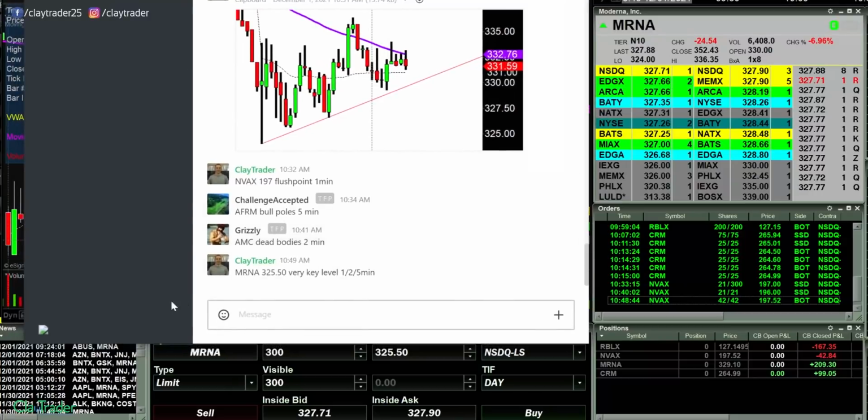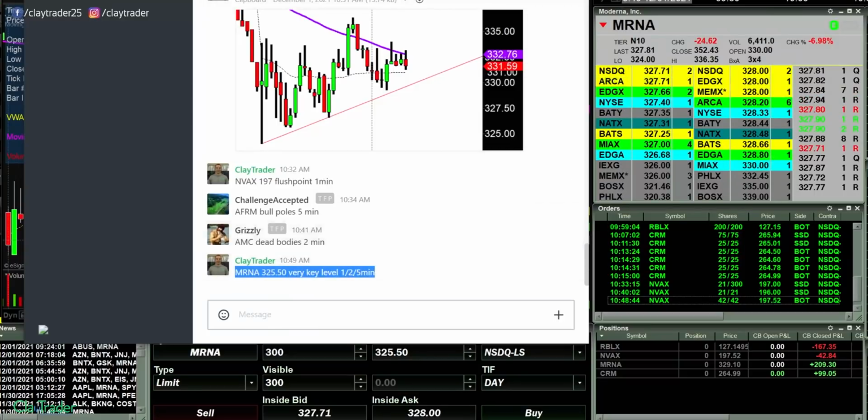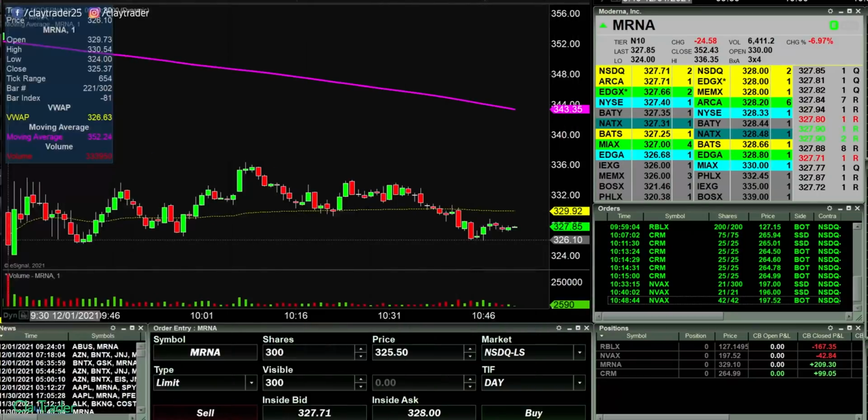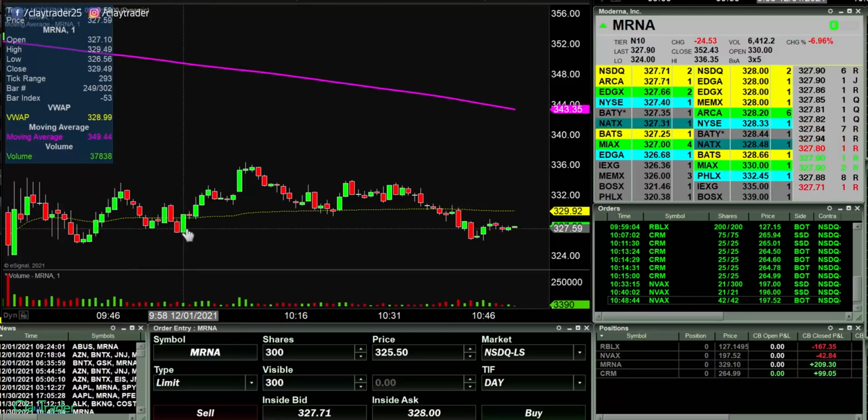Just to give a little context here, I've already alerted that. So mRNA 325.50, very key level, and on multiple time frames. So I've alerted that to people. Now notice that I'm not telling people what to do. It's up to them to decide.